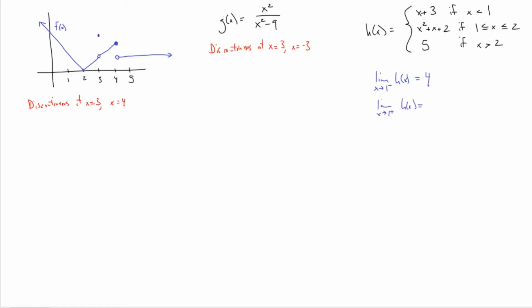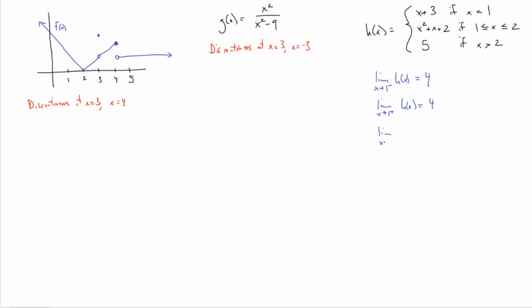On the other hand, as x approaches 1 from the right, it's the middle rule that applies. And if you take a number just slightly larger than 1, then you get something just slightly larger than 1 squared plus 1 plus 2. And what is that getting closer to as the x values get closer to 1? Well, it's getting closer to 1 squared plus 1 plus 2, which is also equal to 4. And so the limit as x approaches 1 from the right is also equal to 4.